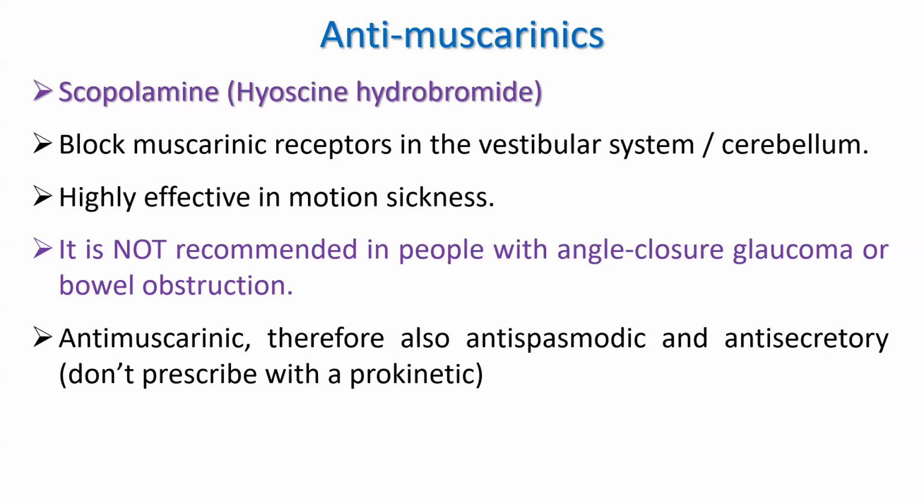And also antimuscarinics are antispasmodic and anti-secretory, so you don't give it with prokinetics. Prokinetics like domperidone, they increase the gut motility. Okay. So suppose someone has some nausea, vomiting, you gave them domperidone, and it doesn't work, so you don't add this one because they'll cancel out each other. Because one will decrease the motility, other will increase the motility. So you don't combine these two together.